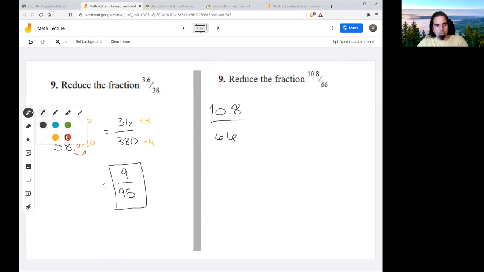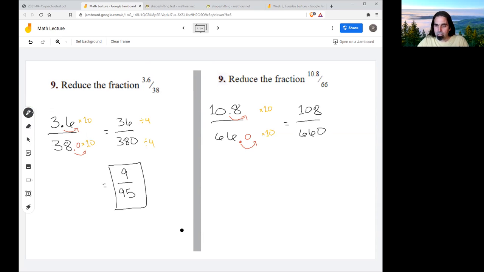So as before, I want to do 1 decimal point scoot to get rid of the decimal in the number that has one. That's just a times 10 top and bottom. Second way to write the same thing. And then I get 108 and 660. Those look like big things.